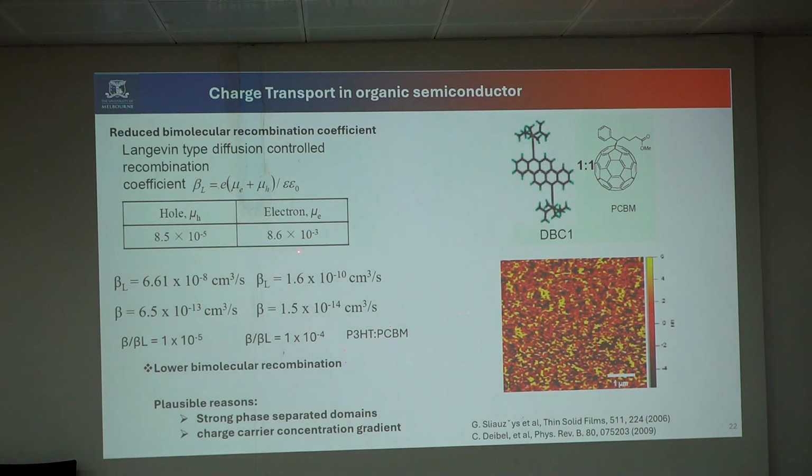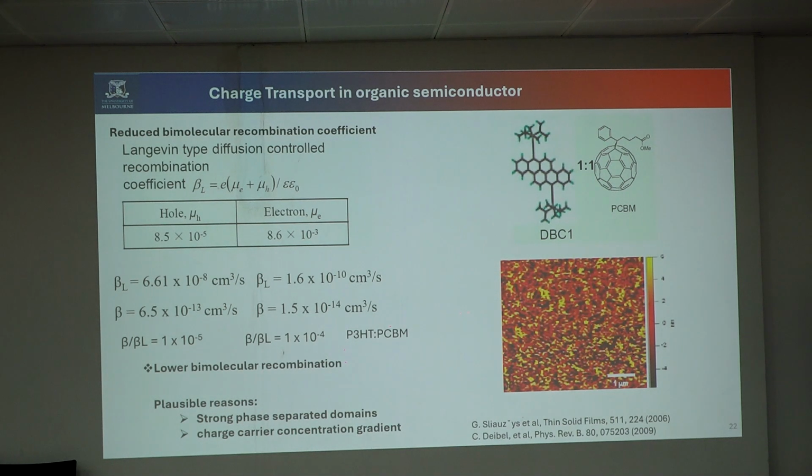Even though this has very unbalanced charge transport, the recombination is still low, but this is somewhat of a contradictory result. Ideally we want to have low recombination. This may have the answer: maybe they have higher phase separated domains, or a charge carrier gradient will be there. That's one of the reasons why we are getting this lower recombination. Even though we get a low recombination, the performance is still low. There are other factors dominant for the lower performance of this DBC based OPV device.